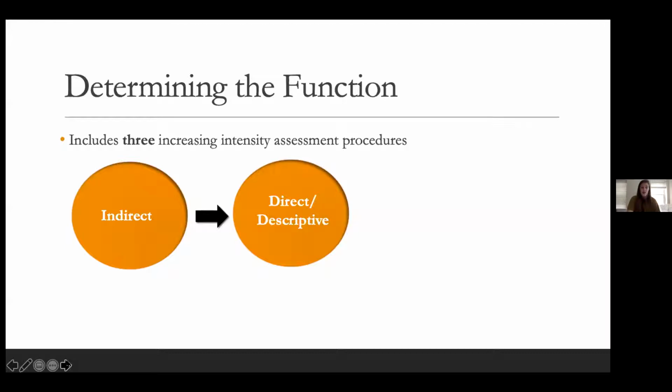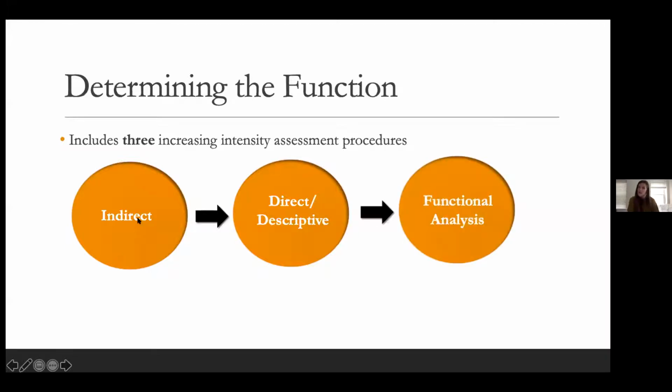And then our last method is actually the gold standard for determining the function of behavior, and this is called our functional analysis. So this is actually an experimental way that we can determine the function of behavior. Our indirect methods and our direct or descriptive methods can only really show us correlations between the environment and the behavior, but our functional analysis actually tells us this is exactly what is maintaining the behavior.